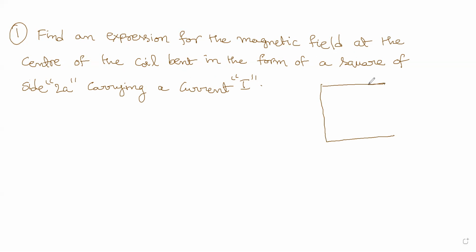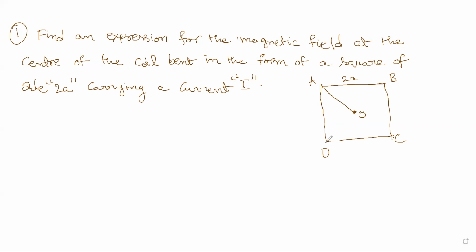So it's like this, and the current is flowing through it. This is of side length 2a, and at the center of this conductor we have to find the field. Let us say ABCD is the conductor and the center is O. At O, we have to find the magnetic field, with the current I flowing through it.